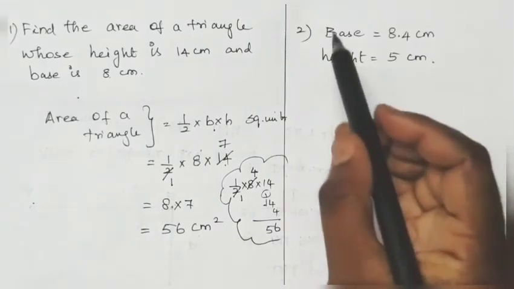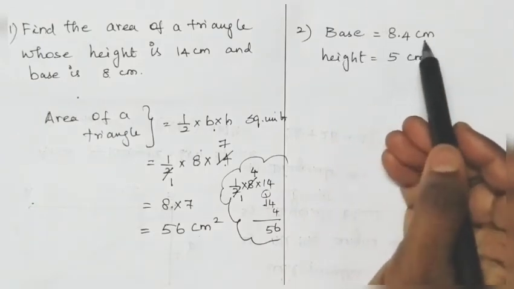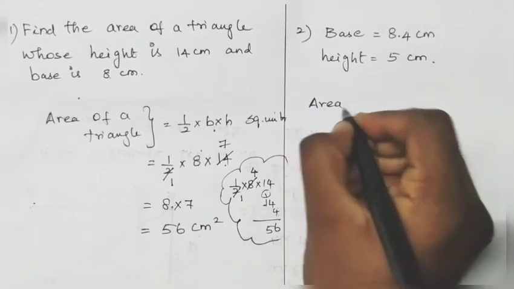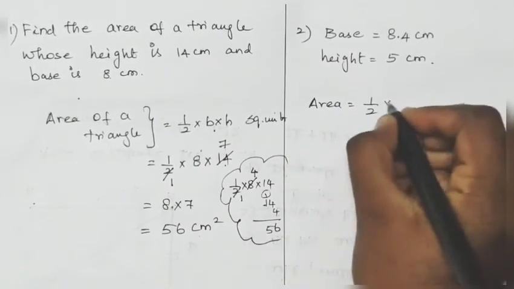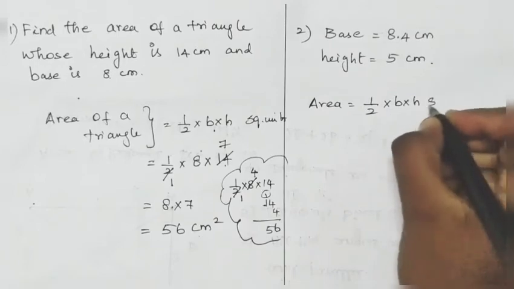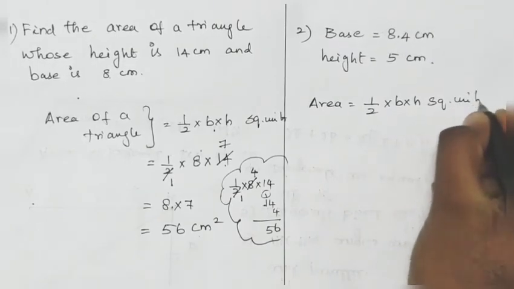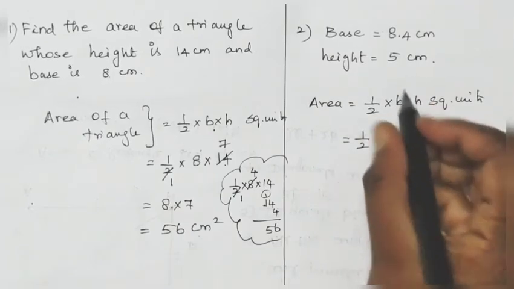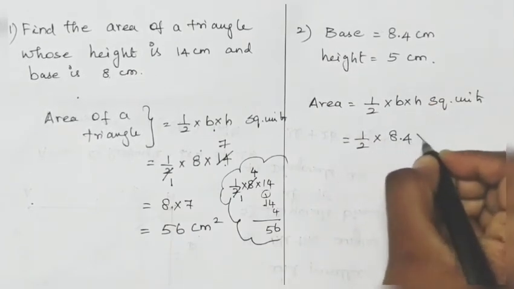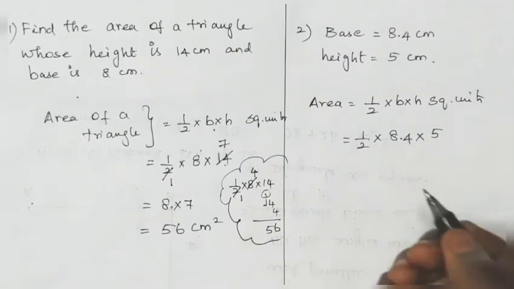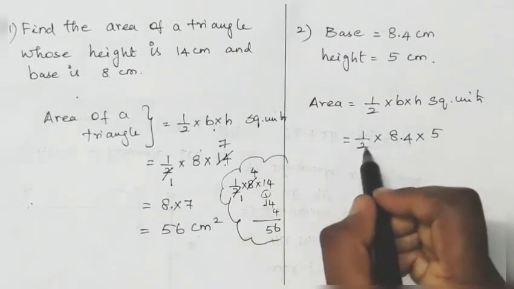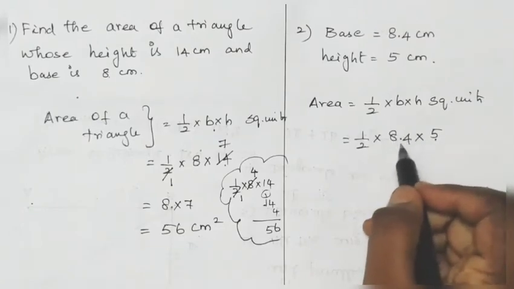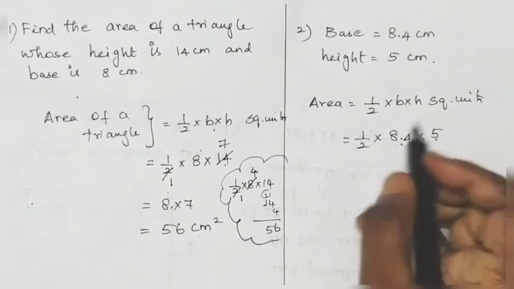Now listen to the sum. Base is given as 8.4 centimeter and the height is 5 centimeter. So area of a triangle. We know the formula half into base into height square units. Now substitute the values. Half into base is 8.4 into height is 5. Now do the cancellation. If you cancel 2 and 5, you will be getting in decimals. So we can cancel 8.4 since it is a multiple of 2.